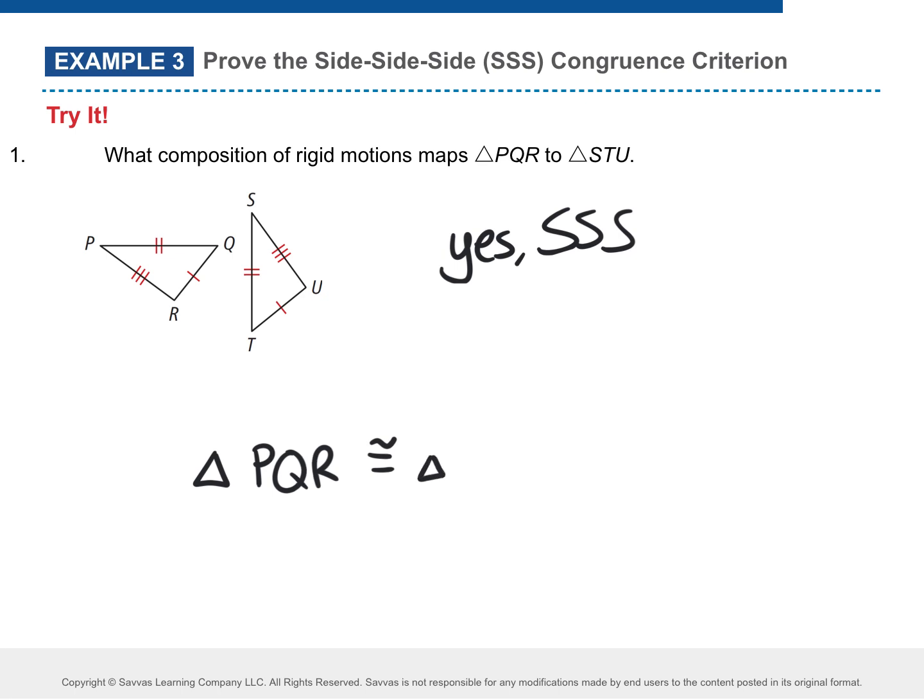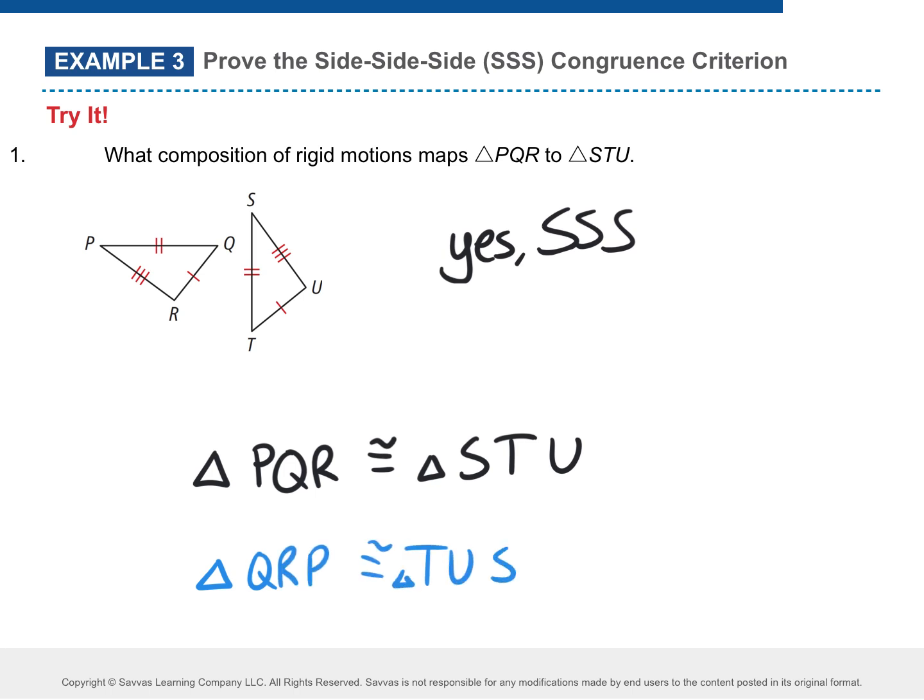do we know anything about the angles in these two triangles? Just looking at it, no, but can we figure it out? Yes. What angle is going to be congruent to P? S. What's going to be congruent to Q? T. What's going to be congruent to R? U. Okay. You could have also had this written as QRP is congruent to TUS.